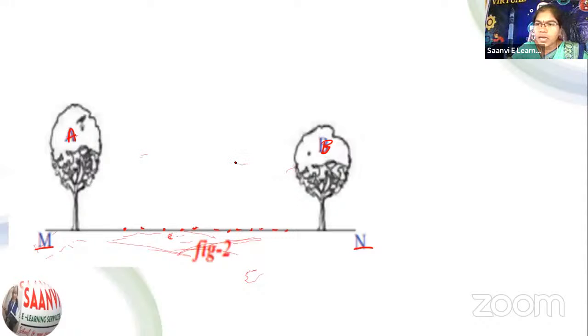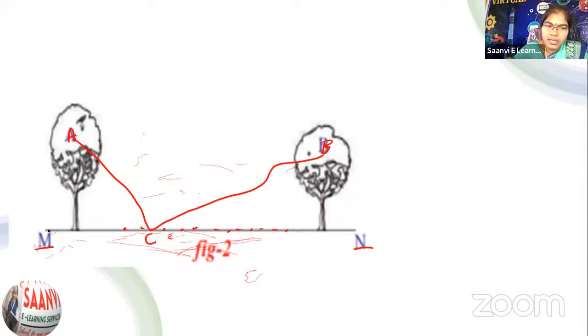So these A and B are trees. Here, the aim of the crow is this: the crow is on A, so it should pick one grain from the surface M to N, for example at C, and it should go to B. So here, this is the incident, and from C to B is the reflection. Just now we have discussed it.